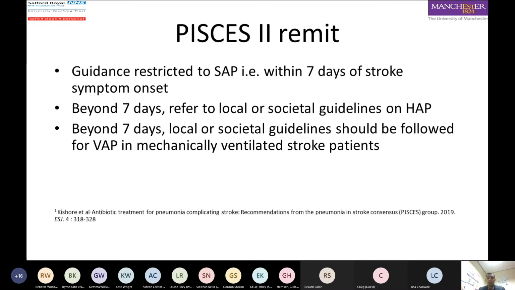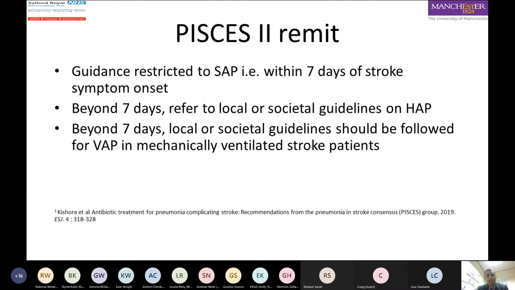So what was the remit of our second consensus meeting on antibiotic treatment? We thought it was only fair that we should restrict the guidance as such. And again, this is not a guideline. This is just a consensus opinion of specialists who deal with this, who have an interest in this area. And we thought that we should restrict the guidance to only within 7 days, as the majority of the pneumonia, even in our study, had occurred within the first 7 days.